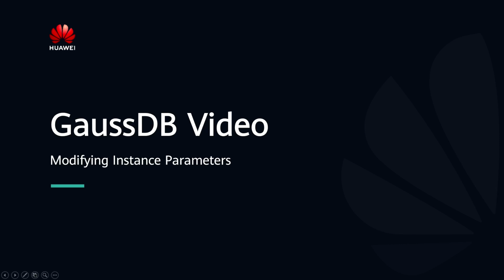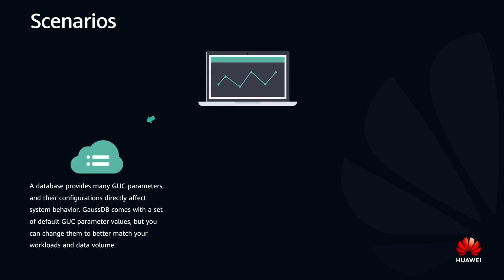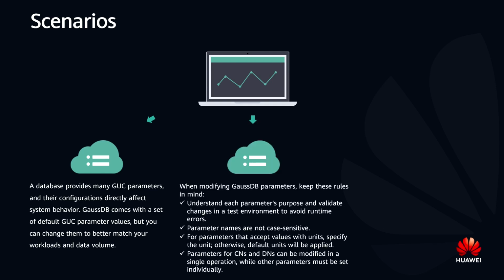Today, we will walk through how to modify parameters in a GaussDB instance. A database provides many GUC parameters, and their configurations directly affect system behavior. GaussDB comes with a set of default GUC parameter values, but you can change them as needed to better match your workloads and data volume.